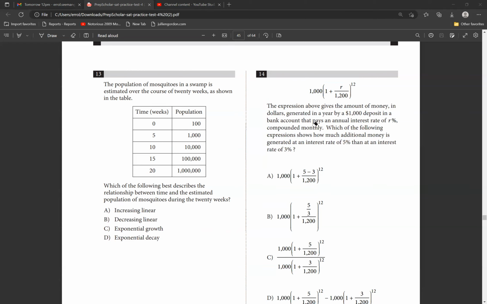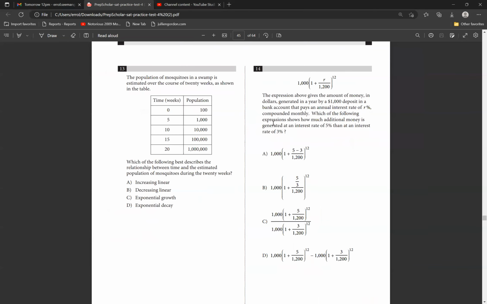Okay, 14. They give you the equation. And what do they want us to do? The expression above gives the amount of money in dollars generated in a year by a $1,000 deposit in a bank account that pays an annual interest rate of R% compounded monthly. Which of the following expressions shows how much additional money is generated at an interest rate of 5% than at an interest rate of 3%?